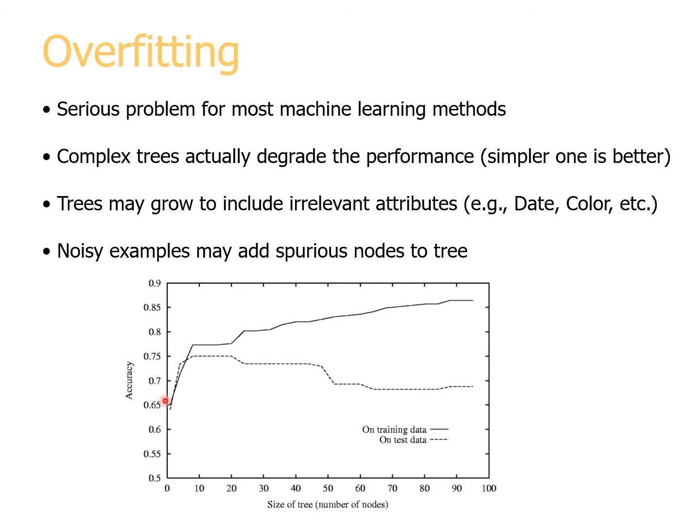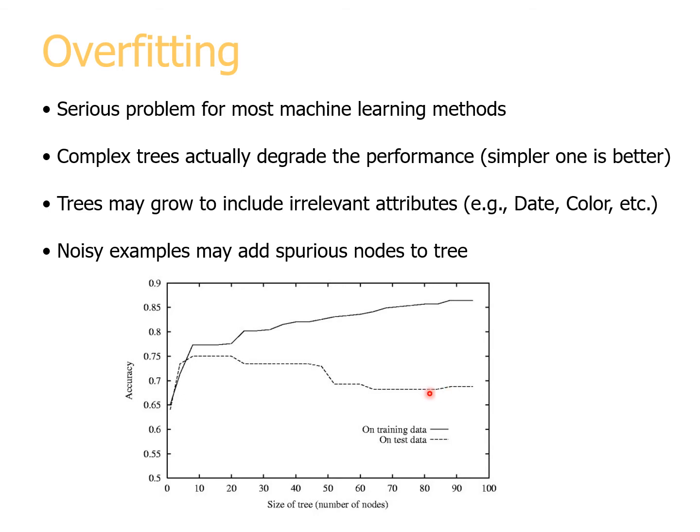But again, what really matters is the test data, the accuracy of test data. So if you look at the accuracy of test data, accuracy goes up here, and then after this, actually it goes down. So as the tree becomes more complex, in the beginning, the accuracy of test data goes up, which is good, but after around this point, it actually goes down. So that's the problem.